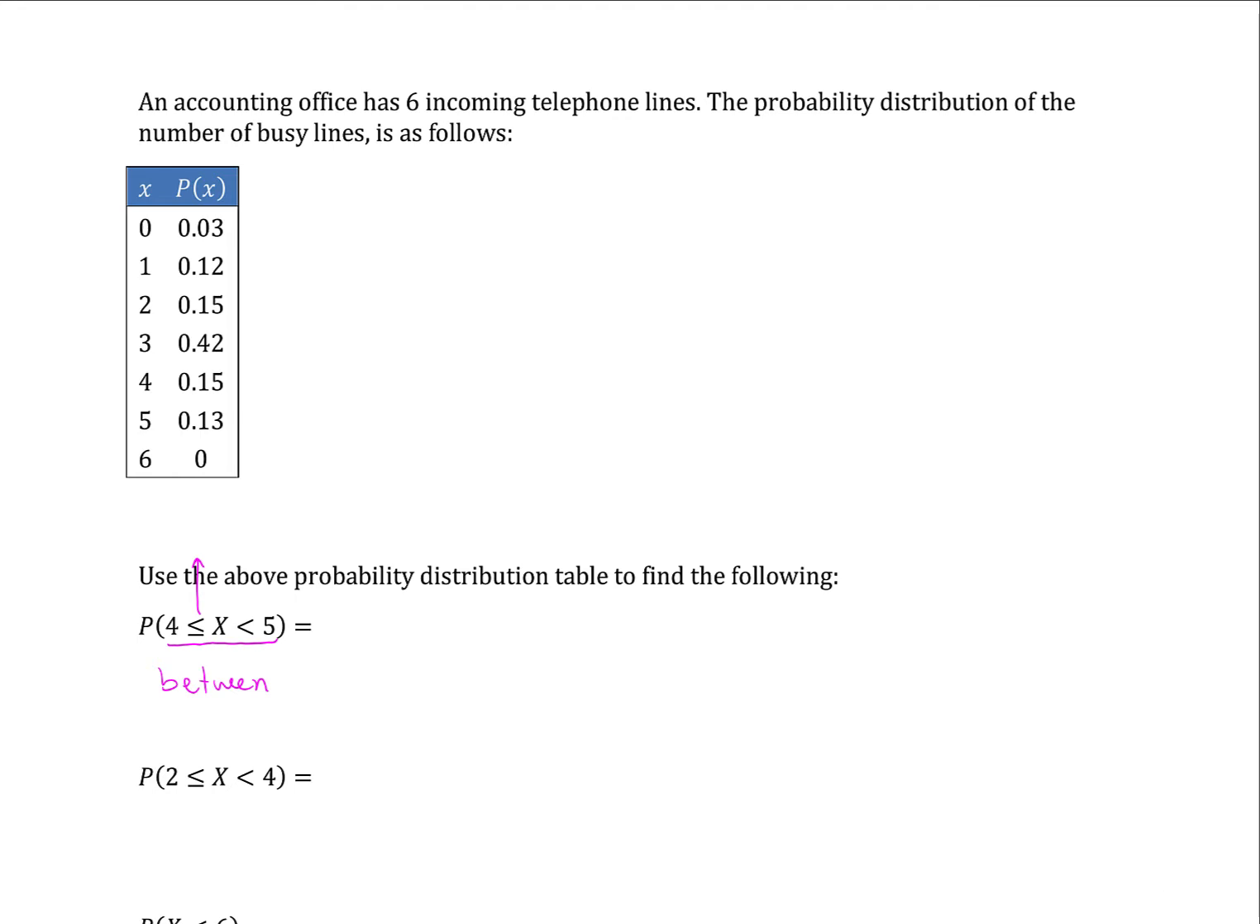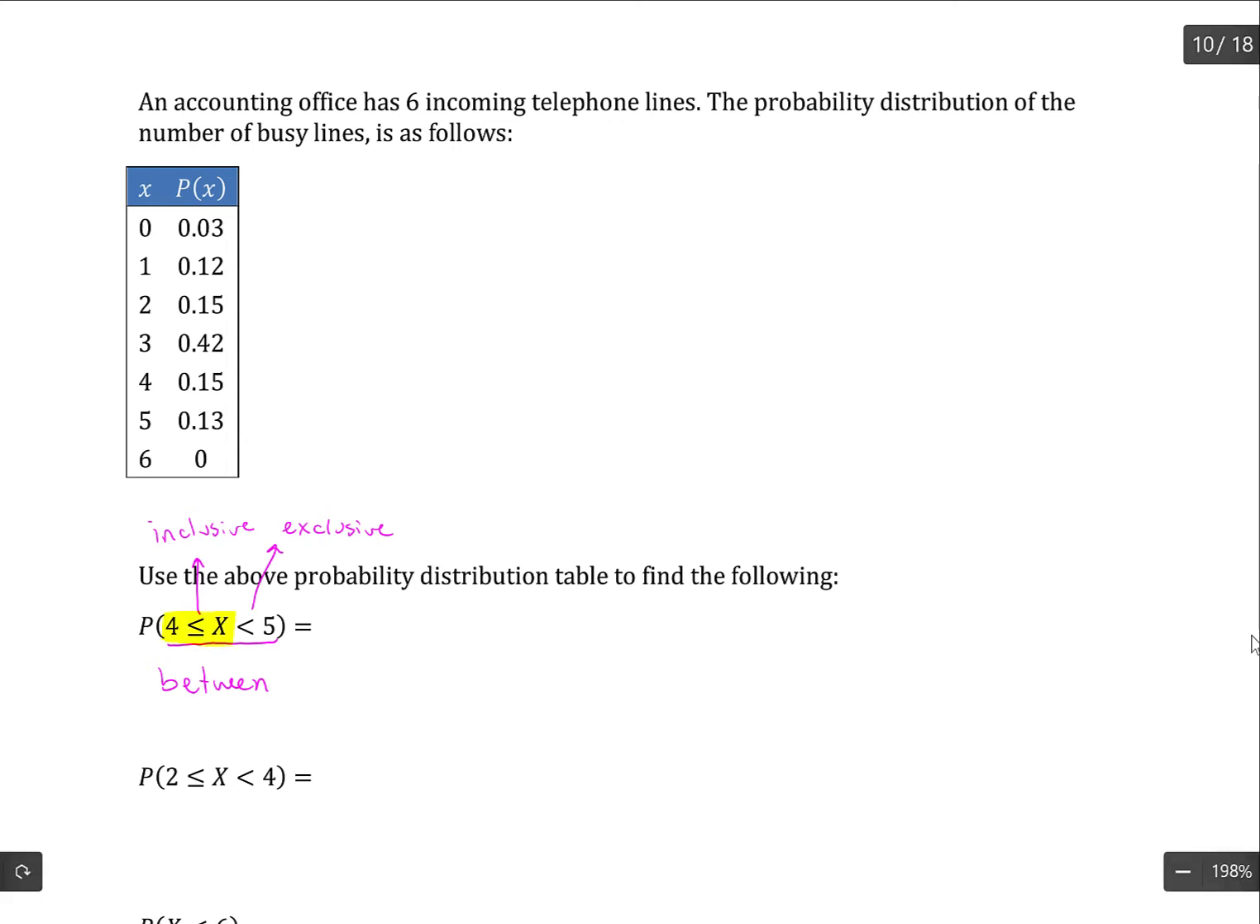So if x must be greater than or equal to 4, that is inclusive. And if it's just less than 5, then that's exclusive. So it's a little bit more precise of a notation. Now, let's find out which events qualify.